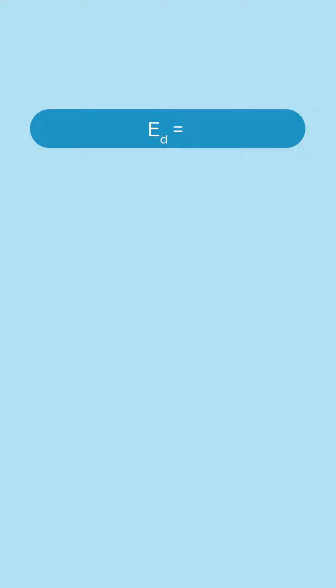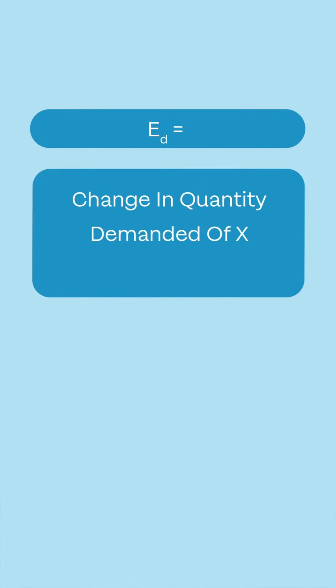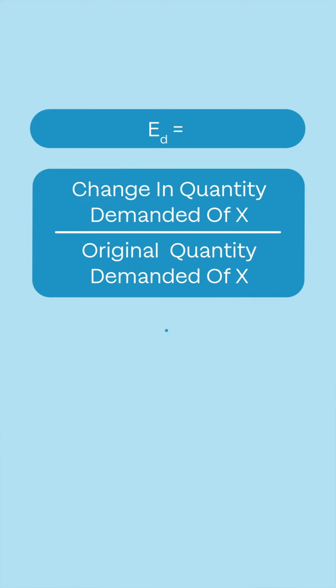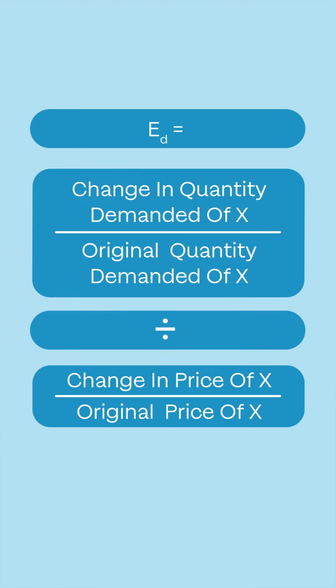So we can also express the equation for price elasticity of demand as E subscript D equals the change in quantity demanded of X over the original quantity demanded of X, divided by the change in price of X over the original price of X. When you start to do these equations, you'll notice that a complication arises. You can end up with different outcomes depending on how you calculate the changes based on a single demand curve.